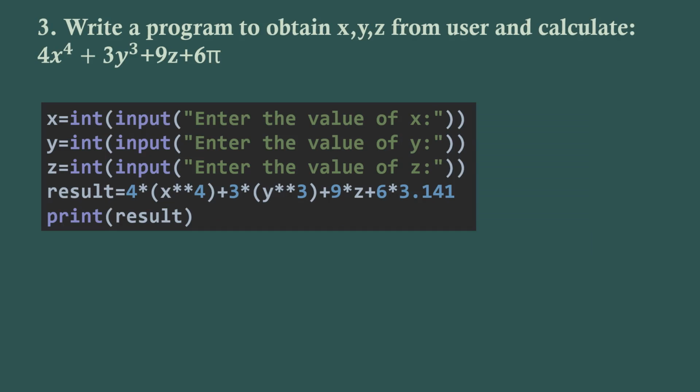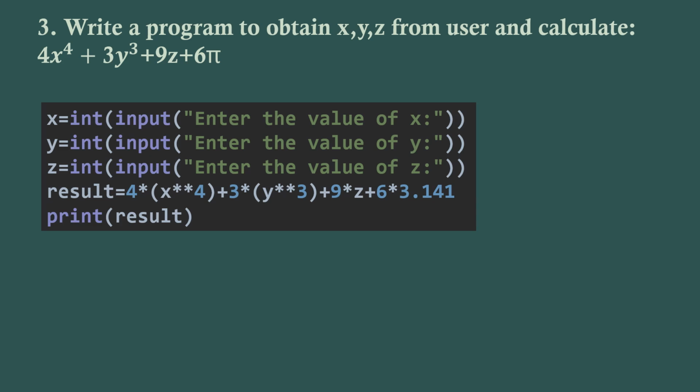Now write a program to obtain x, y, z values from user and calculate 4x to the power 4 plus 3y to the power 3 plus 9z plus 6 pi. So you have to accept these three values x, y and z from the user, and we have taken integer values, so we have to use the integer function over here. So I've used int input, enter the value of x, then value of y and z. Like this you have got the values of x and y and z.